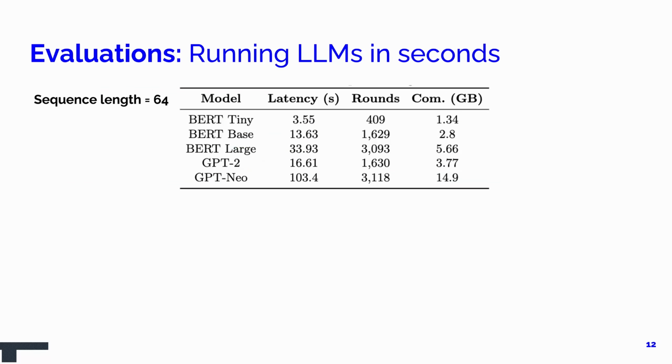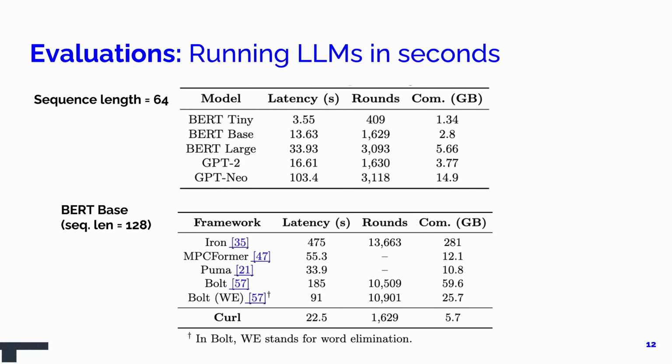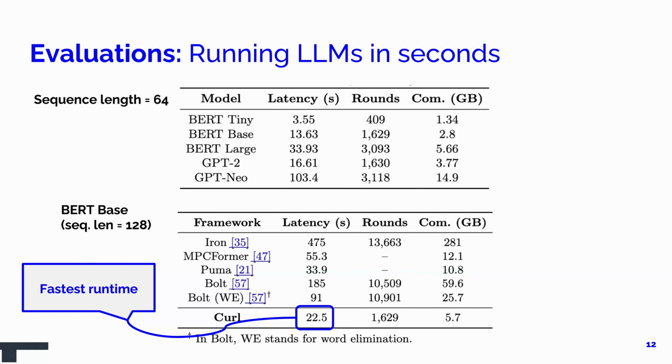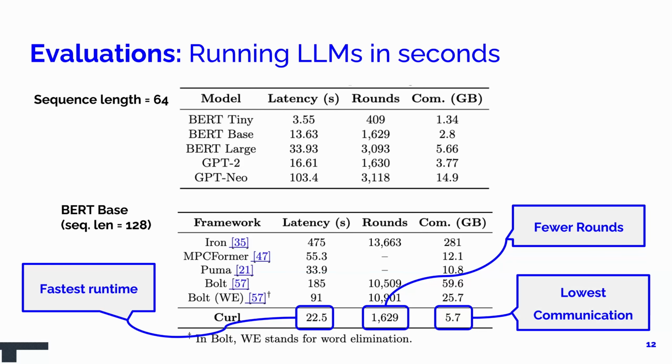Finally, we created 5 different language models, starting from a small BERT Tiny up to a GPT-Neo. And these runtimes might seem a lot to this community, like 3.5 to run 64 tokens on the BERT Tiny, but keep in mind that this protects both the model and also the input sequence. And to give you some context, we also compared with related works for BERT base for 128 tokens, and our framework was the fastest, had the lowest total rounds of communication and the lowest total communication by a big margin.